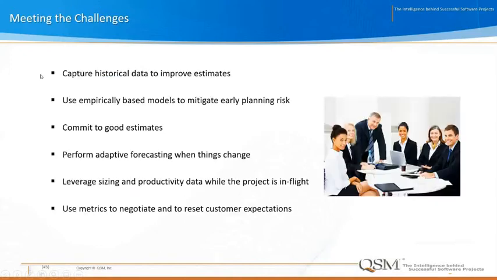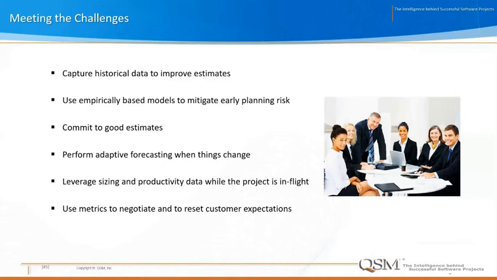Ways to meet the challenges that we're going to talk about. Number one, capture some historical data to improve estimating, to improve those early decisions. Also, use empirically based models to help mitigate early planning risk. And both of those methods hopefully help us commit to better estimates early so we don't sign up to targets that are not possible. Once we get into the project, we want to do a better job of re-estimating as things change. We call that adaptive forecasting, and I'm going to take you through some examples of how that works.